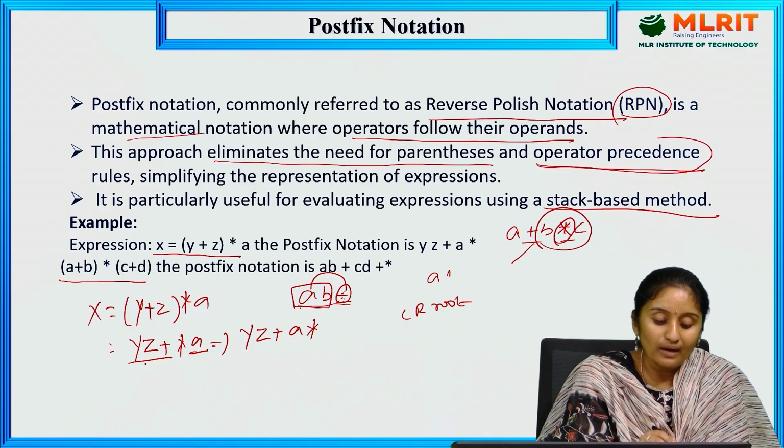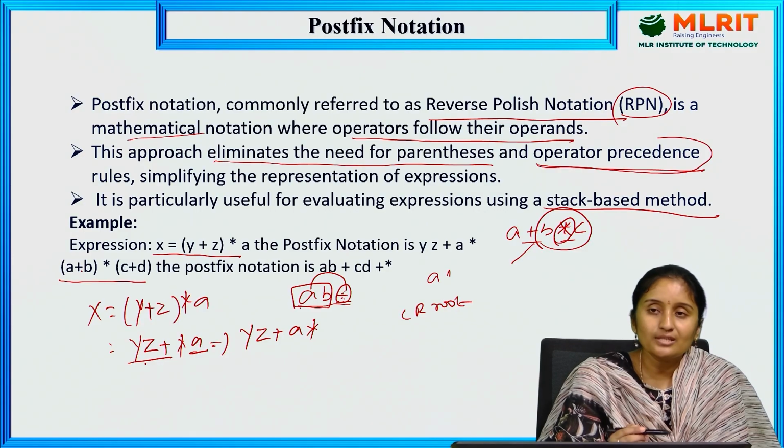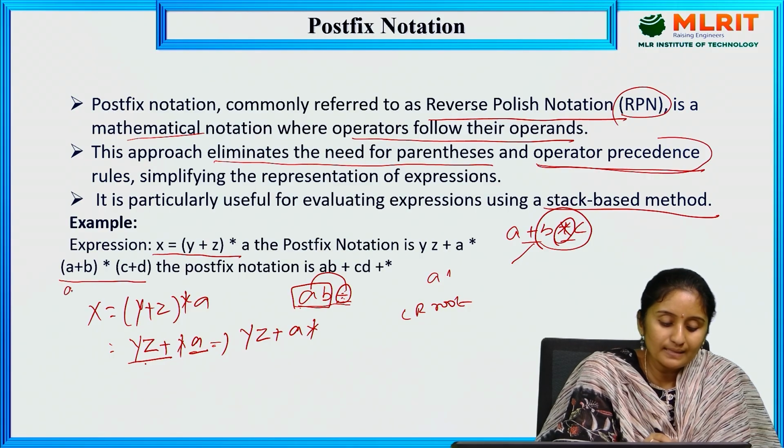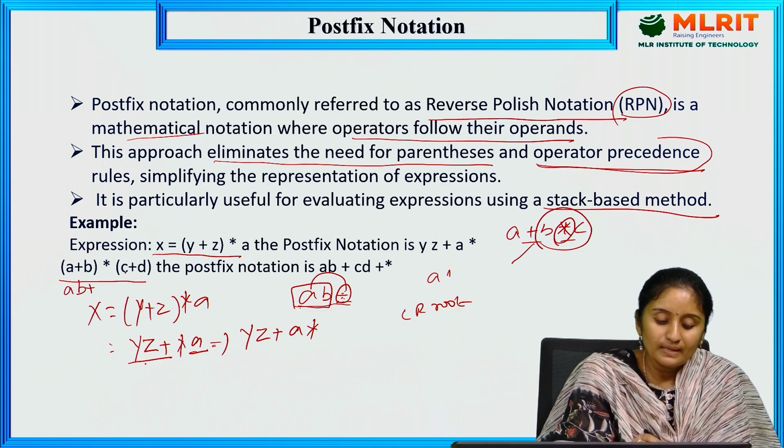So here we have parentheses. First eliminate the parentheses and write it as a postfix expression. The operator should be followed by the operands. So I can write A plus B as AB plus, and C plus D as CD plus.